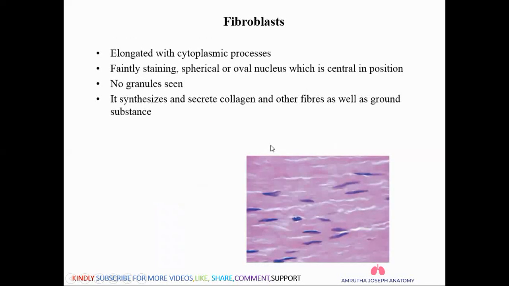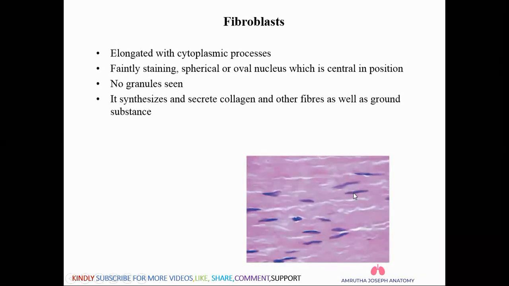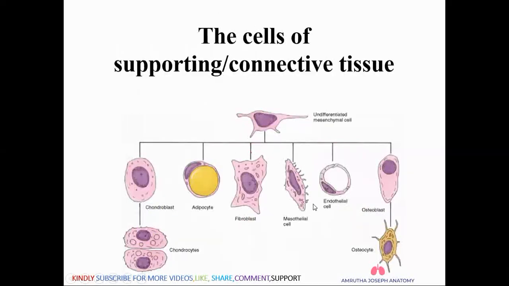Coming to the first cell, fibroblast. In this diagram, we can see the nucleus of fibroblast, which is represented here, and also you can see a lot of fibers which are produced by this fibroblast. So it's a connective tissue. Fibroblasts are elongated cells with cytoplasmic processes. So it has got a lot of cell processes. It stains faintly and it has got a spherical or oval nucleus which is positioned at the center. Maybe you can see here, this one.